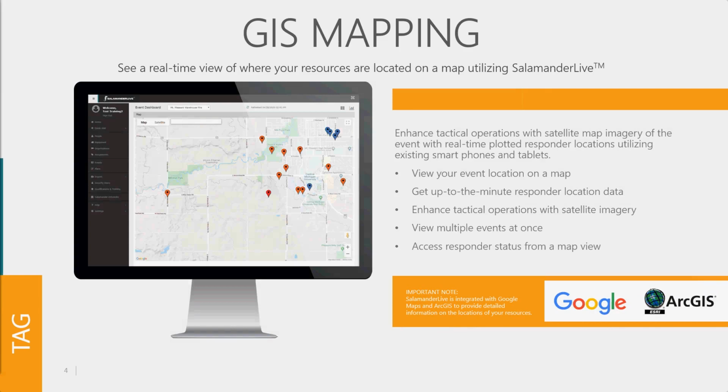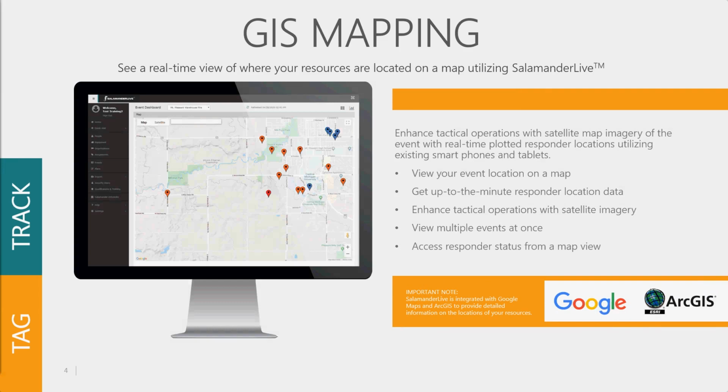So the first feature we're going to talk about is the GIS mapping feature. So this feature is available within Salamander Live, and what it does is it leverages the Tag app and the Track app to allow you to see real time of where your resources are located during an event. So how it works is that when a Tag app user checks in remotely to an event, or when a Track app user either creates or joins an event, a colored pin will display the physical location of the user based on their mobile device GPS location. It's going to put that location on the GIS map in Salamander Live.